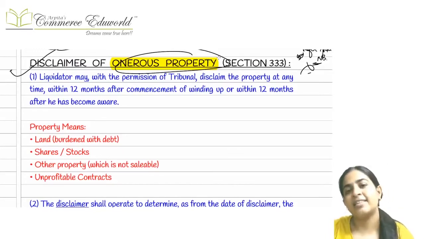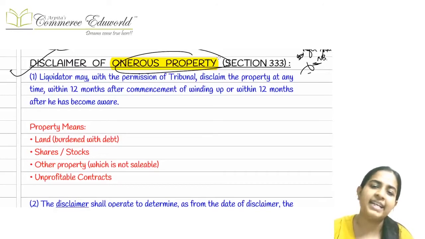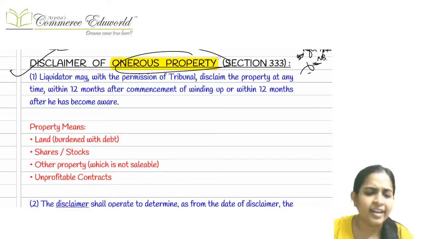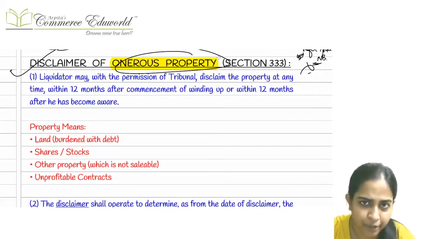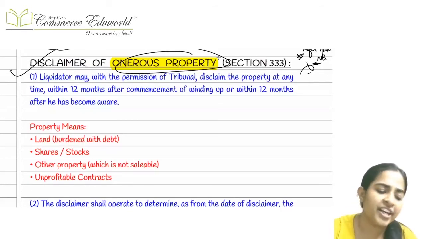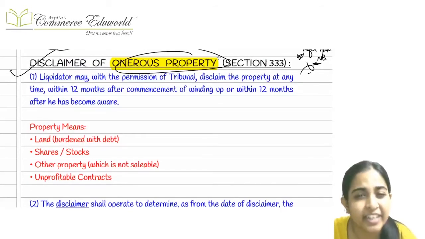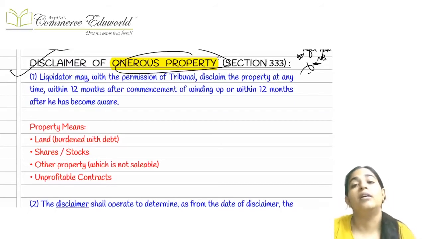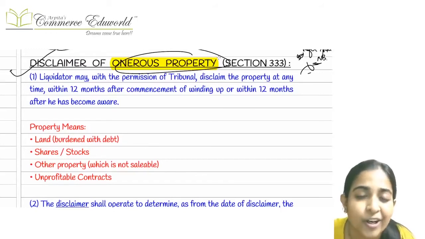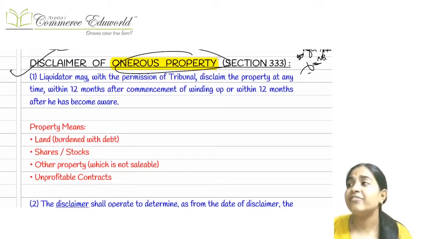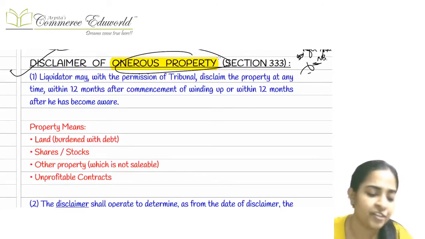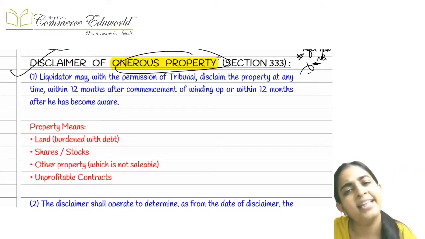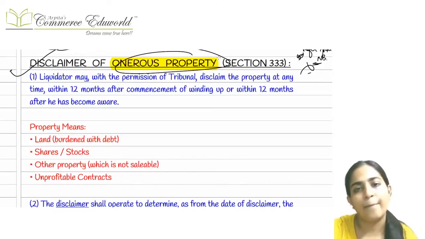Within this time it can make an application to the NCLT for disclaiming of the property. If the tribunal is satisfied, it will allow the liquidator to disclaim that particular property. It will generally happen when the property is burdened with debt, if the property's title is not clear, if the expenses are more than the benefit we are going to get from this property, or if the contracts we have entered into, or the investments we have made in joint ventures, etc., are loss making. In that case we can disclaim those properties.